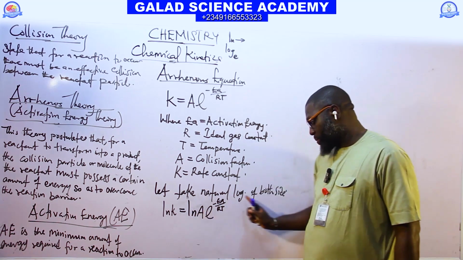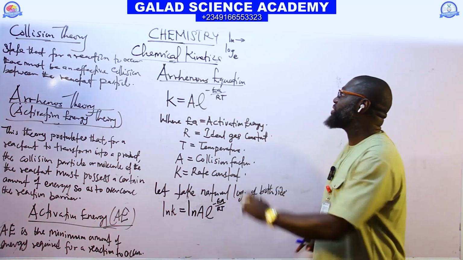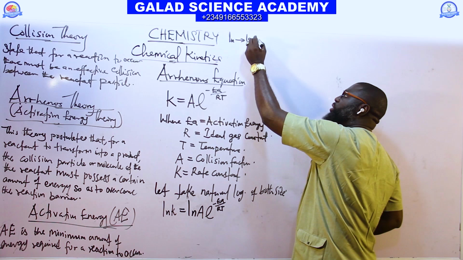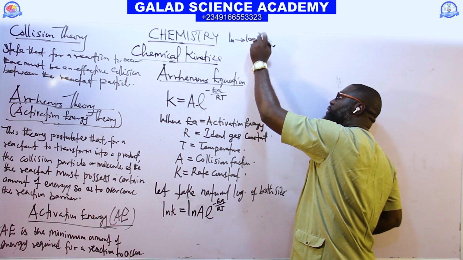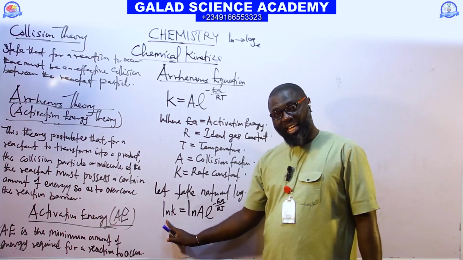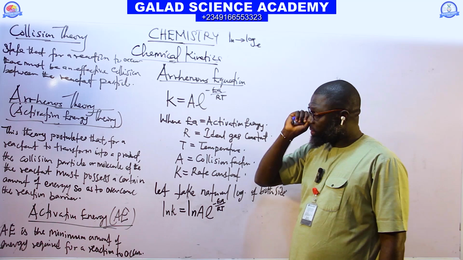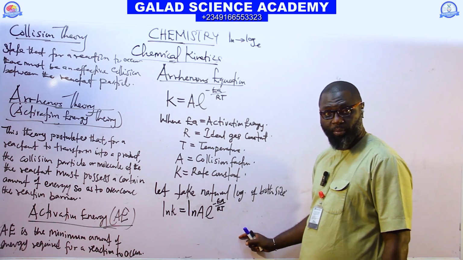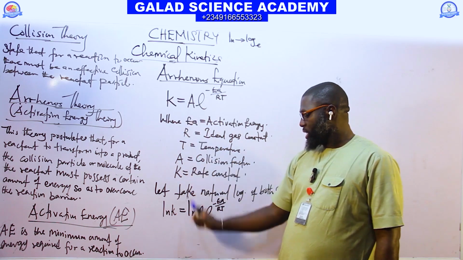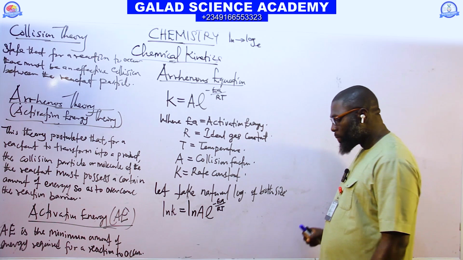You introduce logarithm. For me, I'm using ln here. Whenever I'm using ln, it simply means logarithm of that substance base e. So ln K here means logarithm of K base e. You call it natural logarithm. So introduce ln K to this: ln A e exponential this.